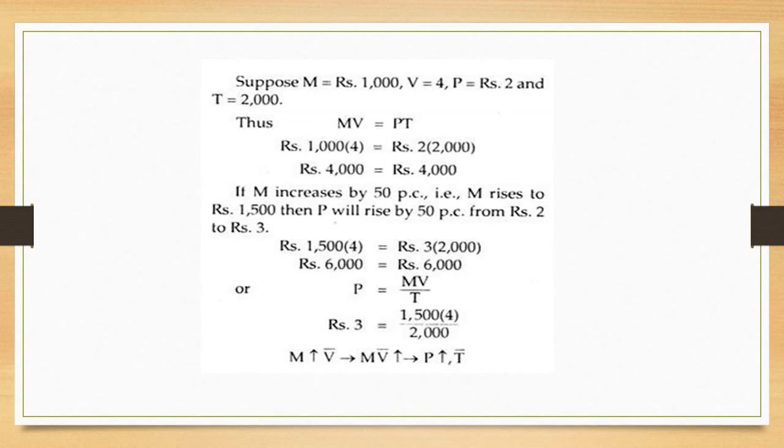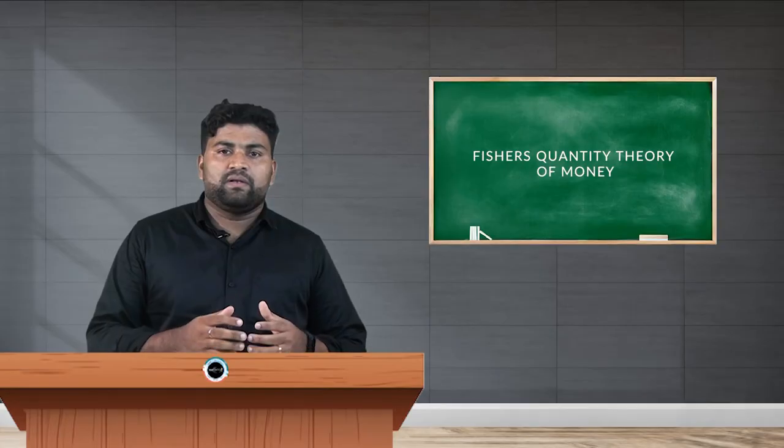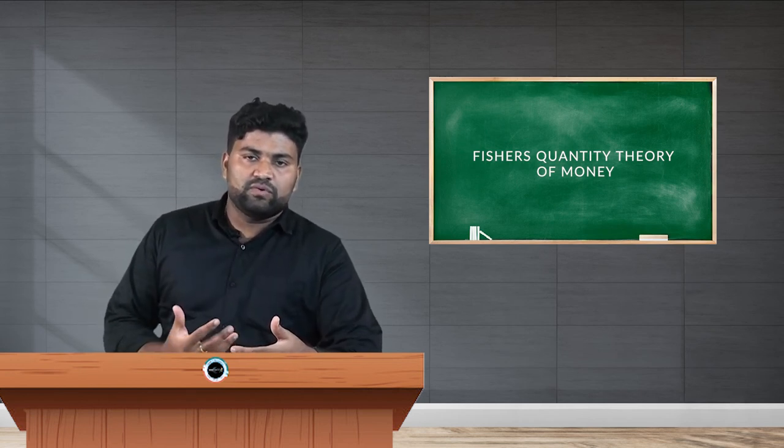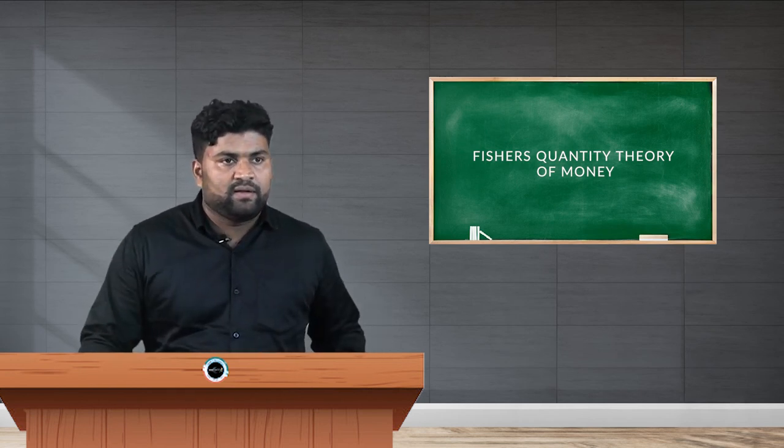So in the entire equation, Fisher's ideology says that whatever money is supplied in the economy, the same amount of money will be transacted over goods and services, because money has transaction value. Since money has transaction value, people will offer their money in exchange for goods and services in the economy.